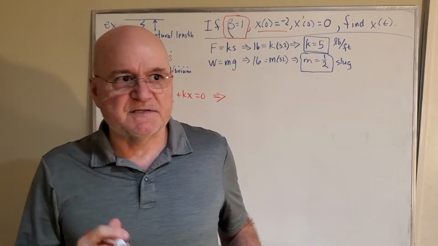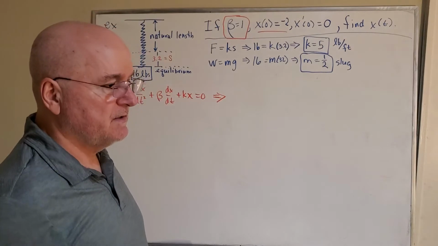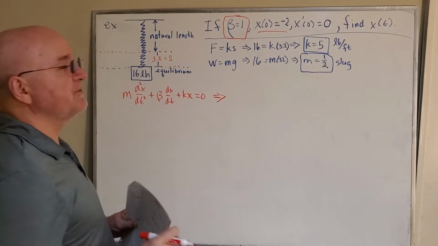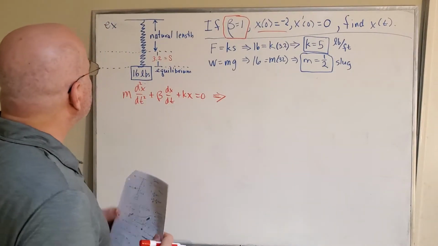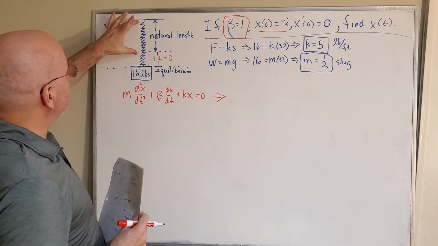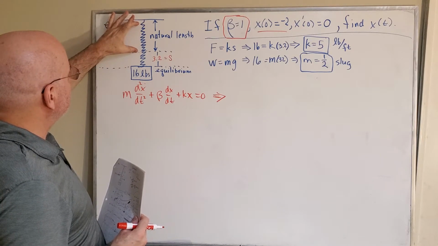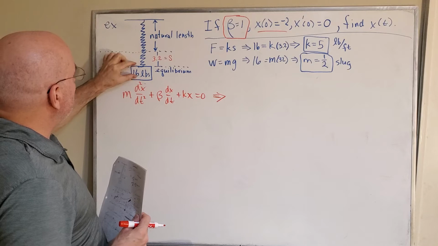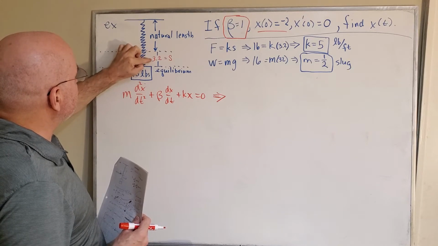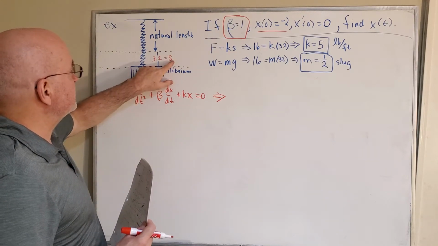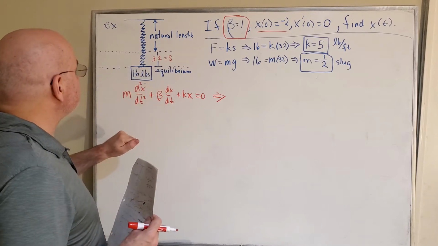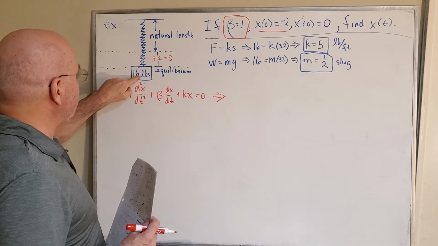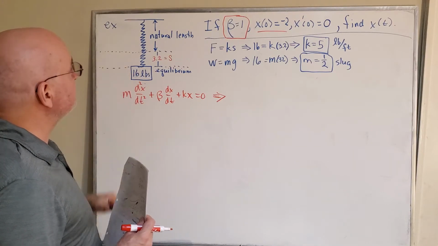Well, this will be our last example of free damped motion. It looks similar to the previous example. We have the natural length of the string here, and when at rest, the weight stretches that string 3.2 feet. So that is our S. And this is 16 pounds. This one is at rest right here.